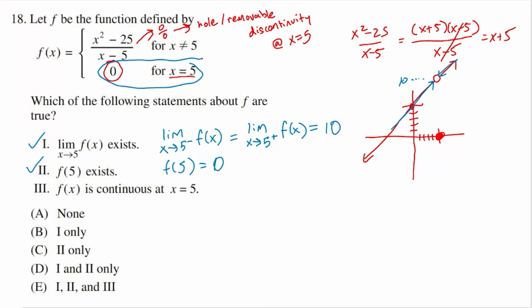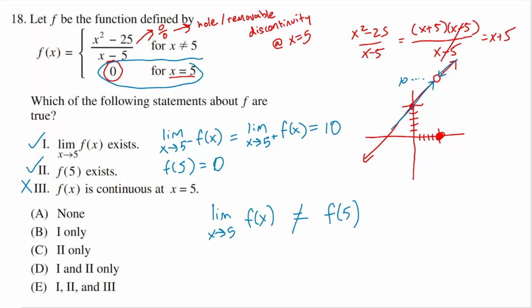Now, hopefully you can see on the graph why this is not going to be true, but we can say that it's not true based on the definition of continuity. In order for a function to be continuous at a certain x value, the value of the limit needs to equal the value of the function. Now notice here that the limit as x approaches 5 is 10, but the value of the function is 0. So this is not going to be true. Therefore, the function is not continuous at x equals 5.